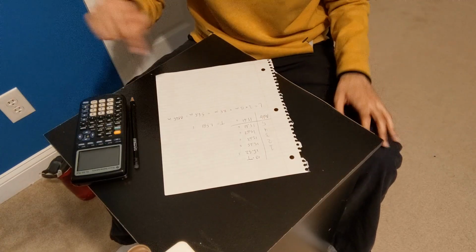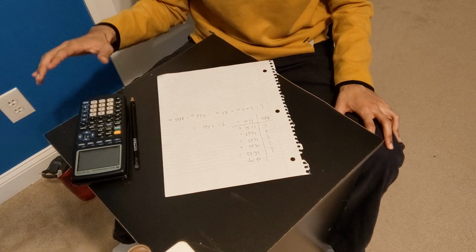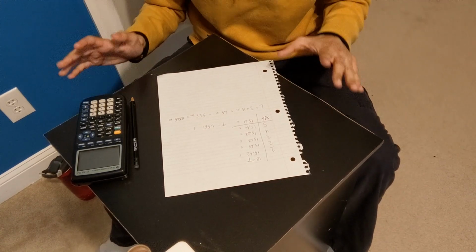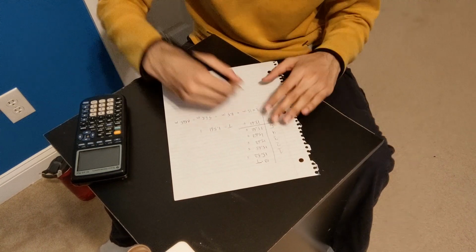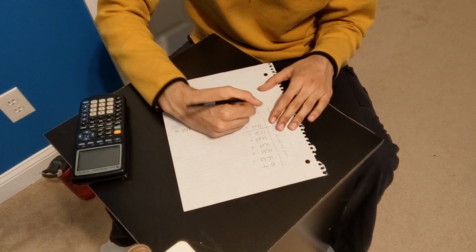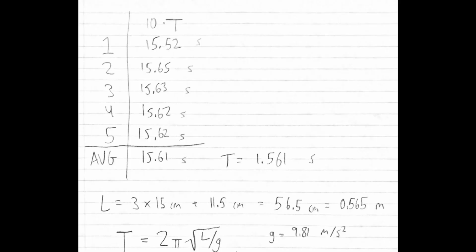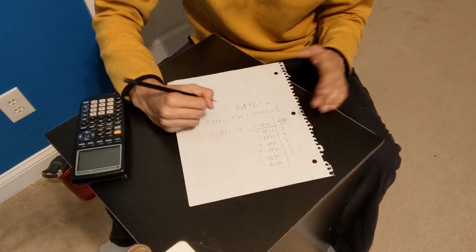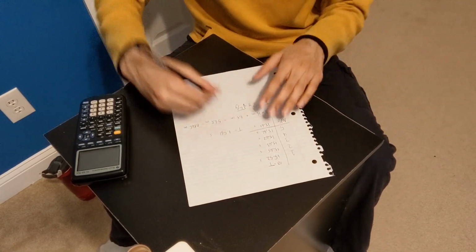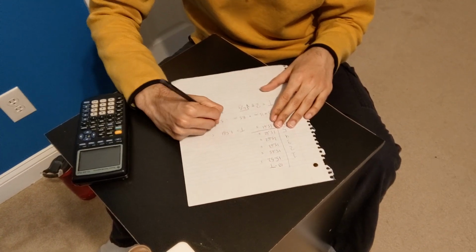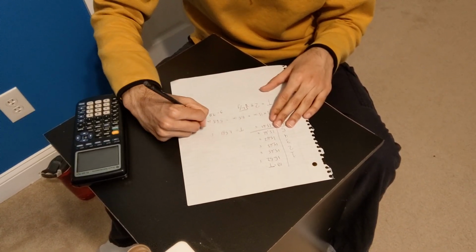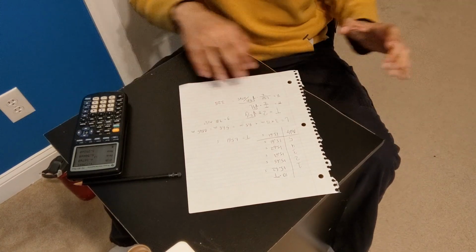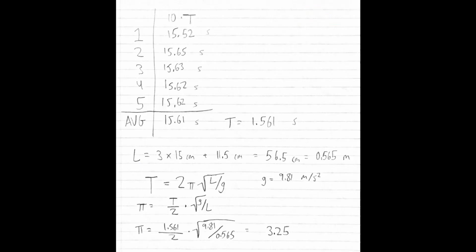So now we're going to use the period and the length that we measured to actually calculate the value of pi. And the formula for that, like I said before, is T equals 2 pi times the square root of L over g. And g in this case is the gravitational acceleration on Earth, which is a known value, and we'll use 9.81 meters per second squared. So after a little bit of rearranging of the original formula, we get that pi equals T over 2 times the square root of g divided by L.